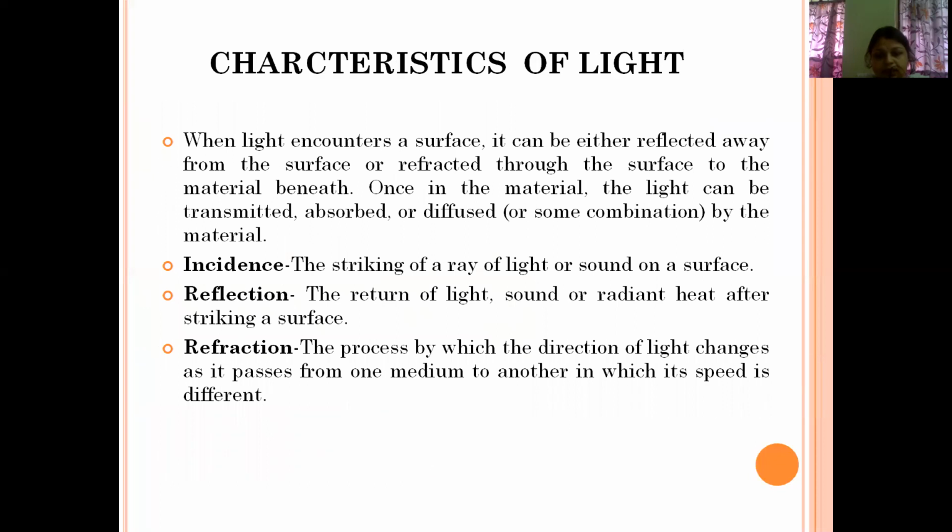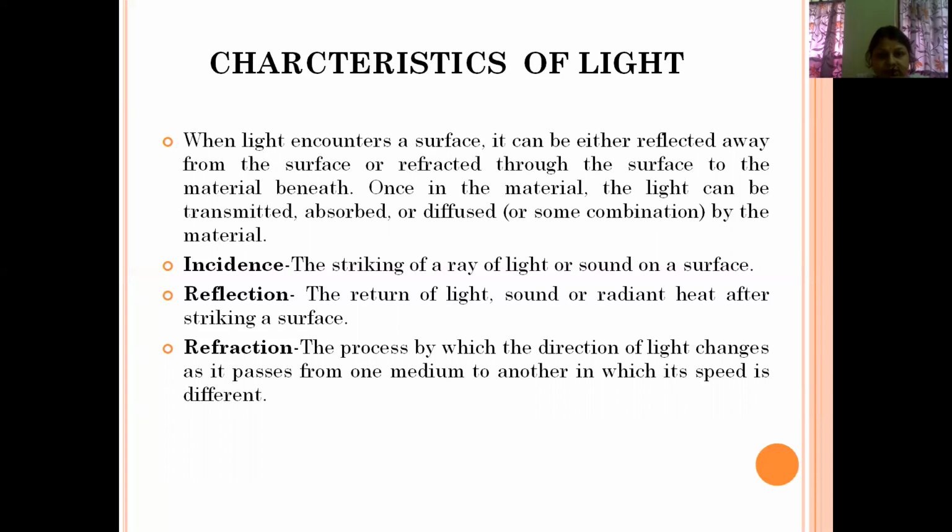Next, characteristics of light. All of you know that light is radiant energy. When light enters a prism, it is divided into 7 colors. That is called VIBGYOR. So, light has some characteristics. It has a particular velocity, that is 3 into 10 to the power 8 meters per second.